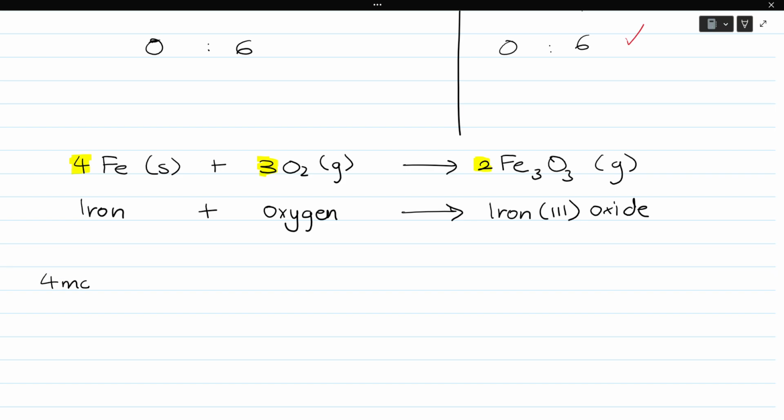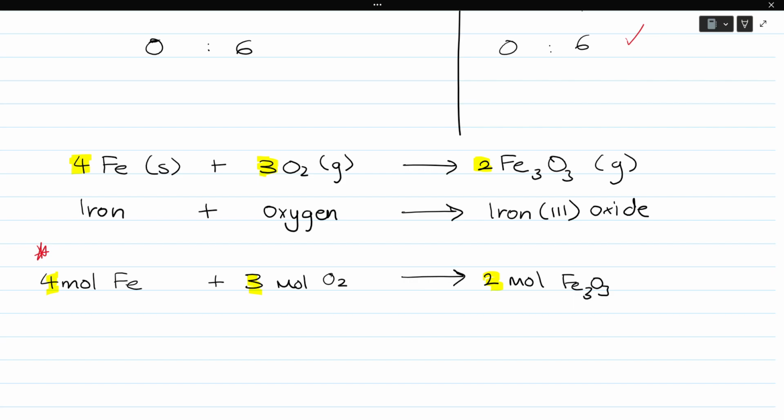And what we can do is we can say if we've got 4 moles of Fe plus 3 moles of O2, and all of that is giving us 2 moles of Fe3O3. So notice the coefficients are actually related to the number of moles. You've got 4 moles of iron, 3 moles of oxygen, giving you 2 moles of iron oxide. This is going to be a very, very important thing to remember going forward, because when we start doing stoichiometry calculations, this is the most important thing you always start off with.